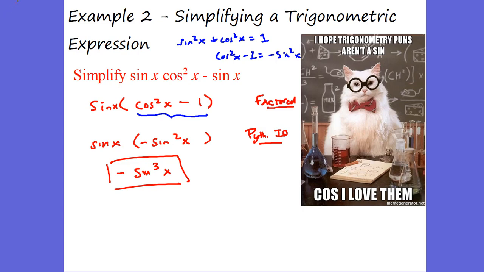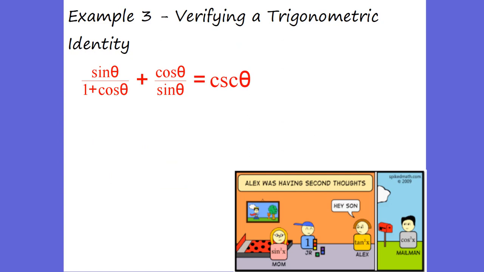We're trying to see what can we use for equalities. So here's another way we're going to try to simplify, or actually in this case we're going to verify, which means they gave us the answer. They gave us that it's cosecant of theta. They gave us the answer of what we want to try to get. We just have to prove it.